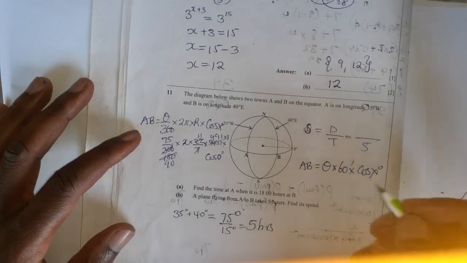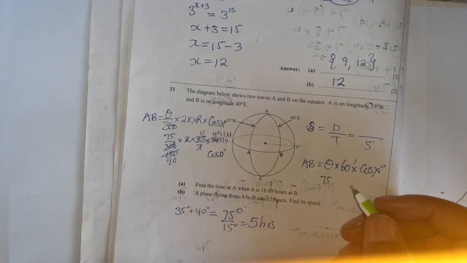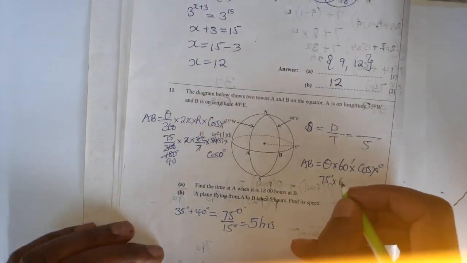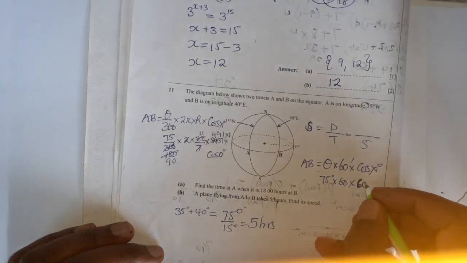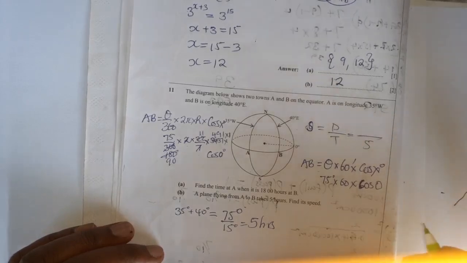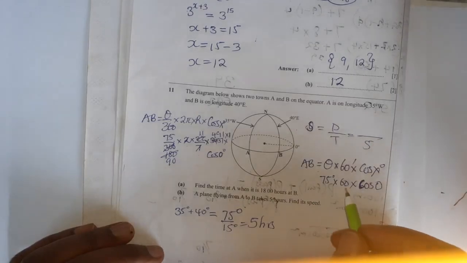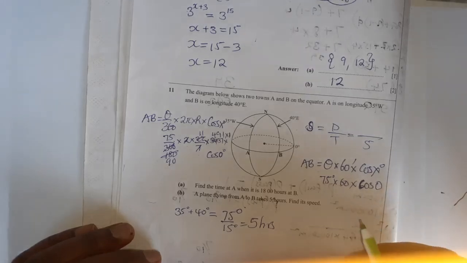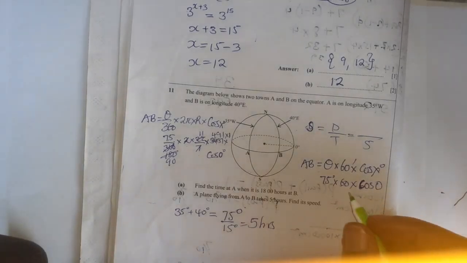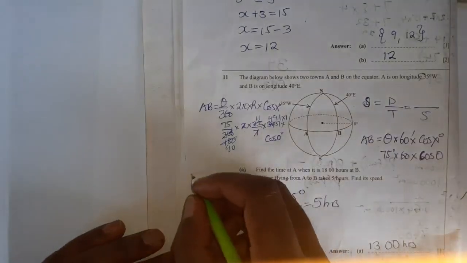All right, so we need now, what is our theta? We got 75, that is what we got here, multiplied by 60 multiplied by cos 0. Now cos 0 is equal to 1. So it's like we're just multiplying these two. So let's multiply 60 multiplied by 75. What are we getting? 60 multiplied by 75.